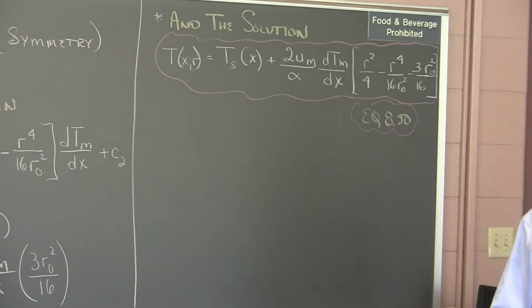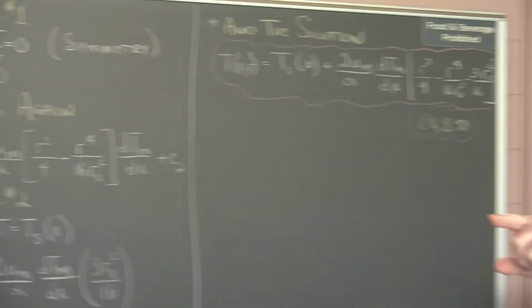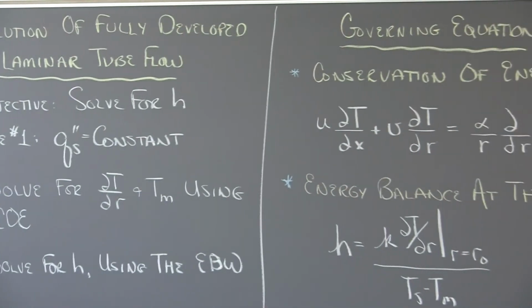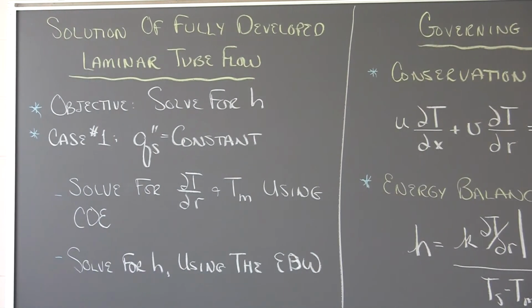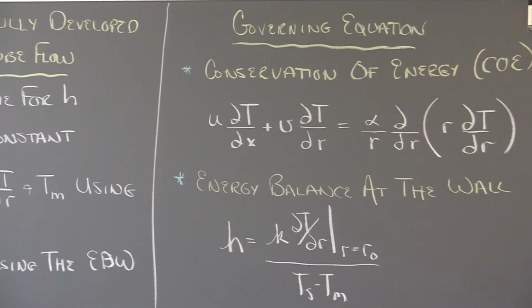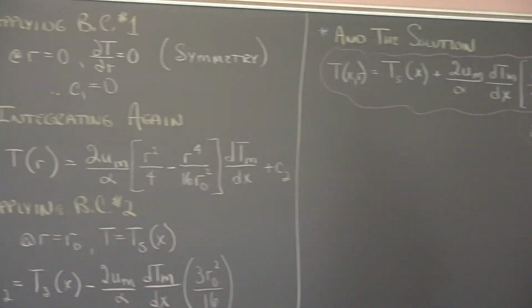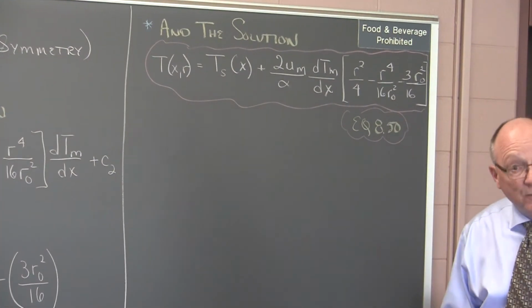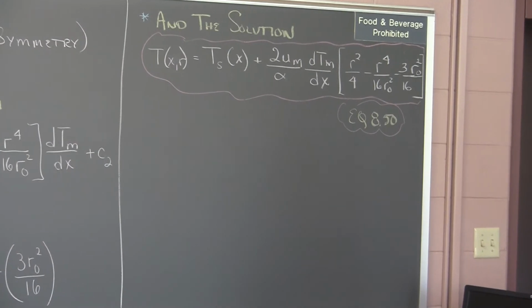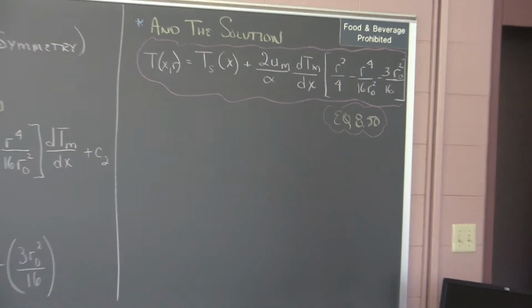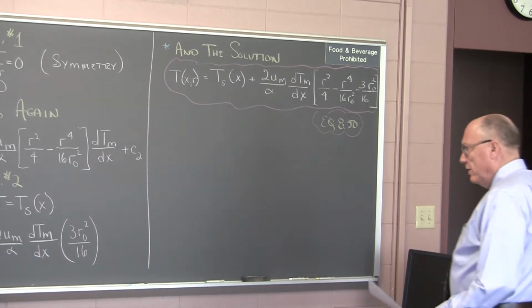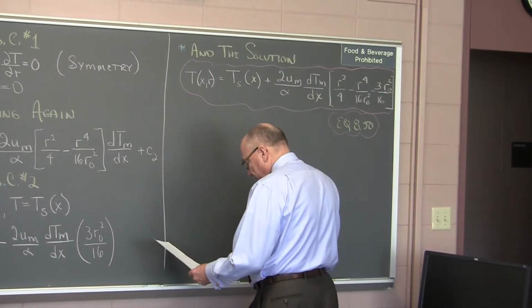Okay, so what did we want to do? If we remember back to the first board, you will see over there that we wanted to solve for an expression for the change of temperature with respect to r using the conservation of energy. We have done that. But the next step is to take this solution and put it back into the energy balance at the wall to see if we can come up with a value of h. Now, I admit at this point you're probably saying obtaining a value for h for this is going to be quite a chore. But you're going to be surprised at how this all works out, I guarantee you.